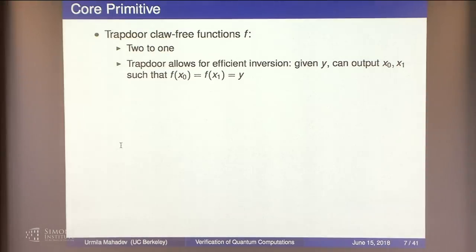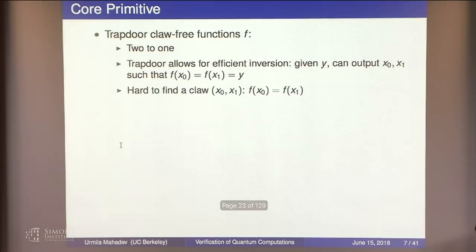There's a trapdoor which allows for efficient inversion. So given a point, given an image y, the trapdoor allows a party to extract both pre-images of y. Next property is claw-free. A claw is two pre-images which map to the same point, and claw-free means that it's hard to find a claw. So it's hard to find a pair of pre-images which map to the same point.